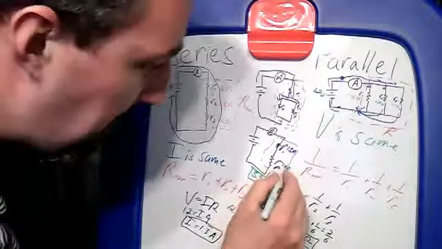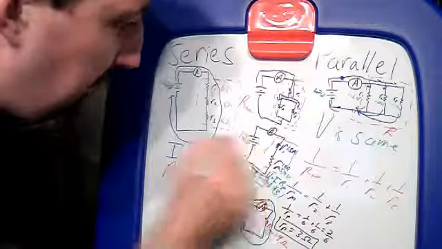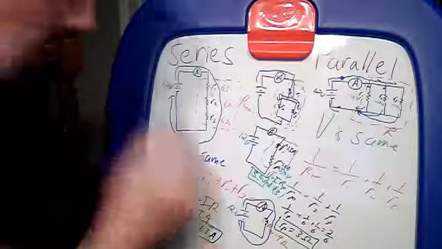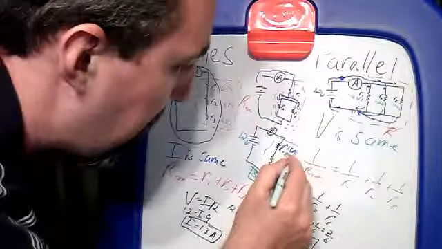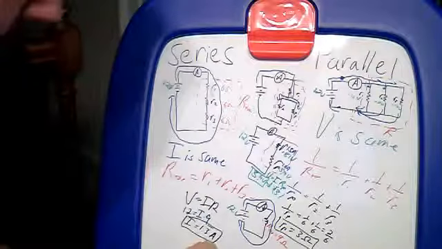So if I have a 3.9 voltage drop here, and I have a 12 volt battery, that means right there I must have an 8.1 voltage drop. You gotta check my math, but I think that's right.